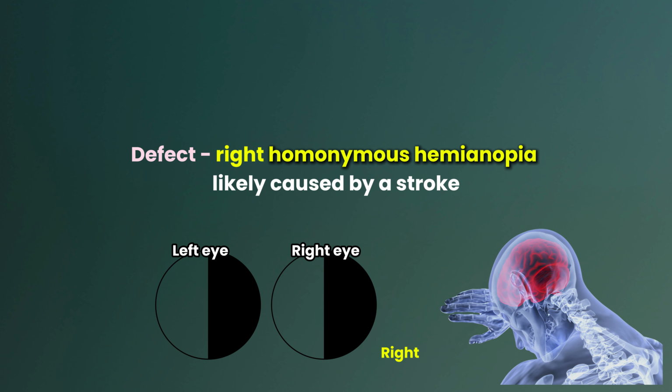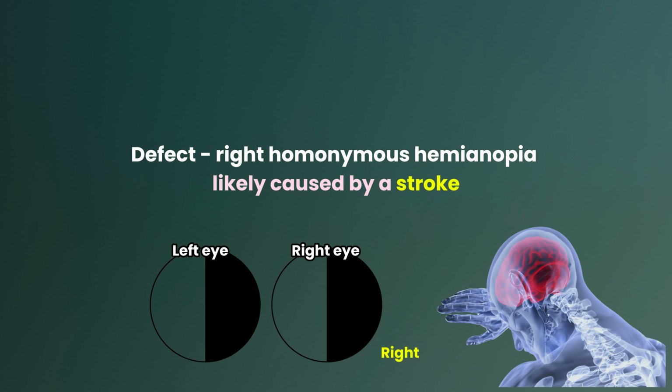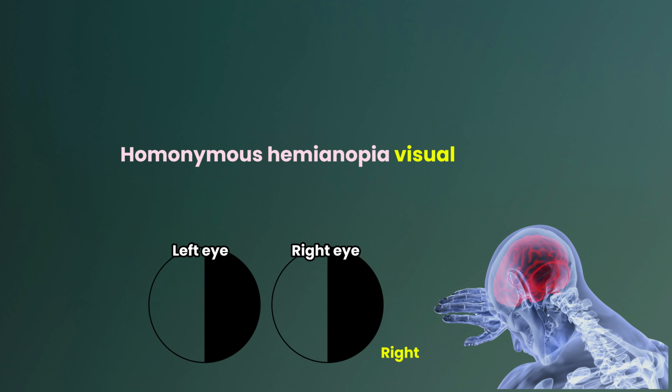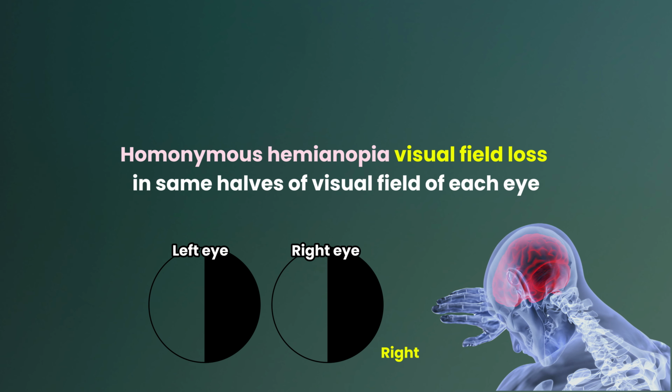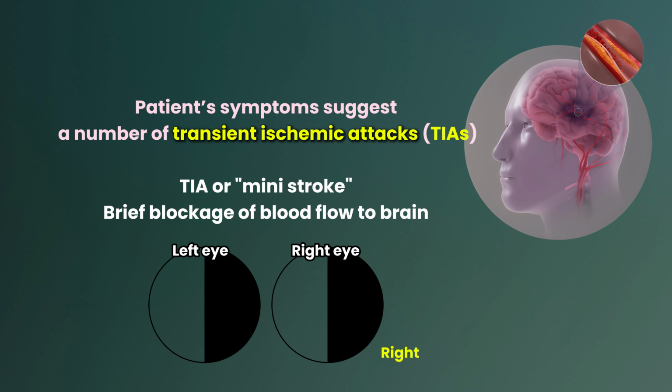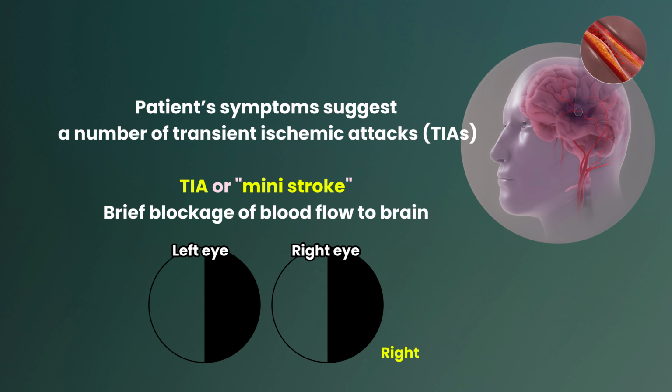The defect is a right homonymous hemianopia, likely caused by a stroke. Homonymous hemianopia is a visual field loss in the same halves of the visual field of each eye. The patient's symptoms suggest that he has experienced a number of transient ischemic attacks. Transient ischemic attack, or mini-stroke, is caused by a brief blockage of blood flow to the brain.